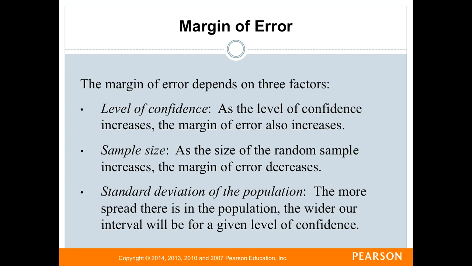Now, as our sample size increases, the margin of error actually decreases, which makes sense. As we are allowed to take a larger and larger sample, we would expect our error to go down. And then the third factor for margin of error is the standard deviation. So the more spread that there is in the population, meaning the higher that the standard deviation is, the wider our interval will be for that given level of confidence.